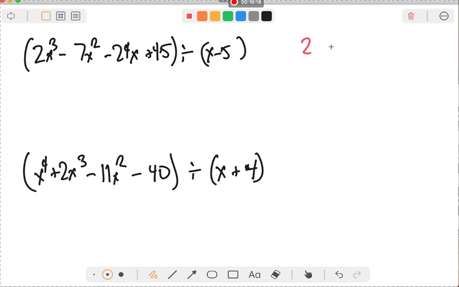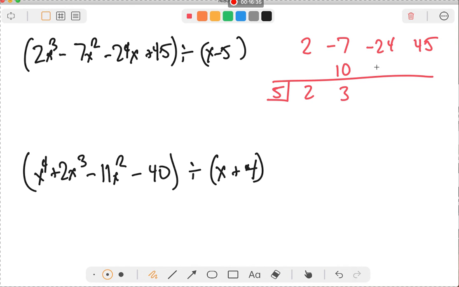This one I will go 2, negative 7, negative 24, 45. I'll put 5 here, since that's minus 5. So I get 2 times 5 is 10, minus 7 is 3, times 5 is 15, minus 24 is a negative 9, times 5 is a negative 45, is 0. No remainder, so my answer is 2x squared plus 3x minus 9. If you need to pause this to revisit the second one, do that now.